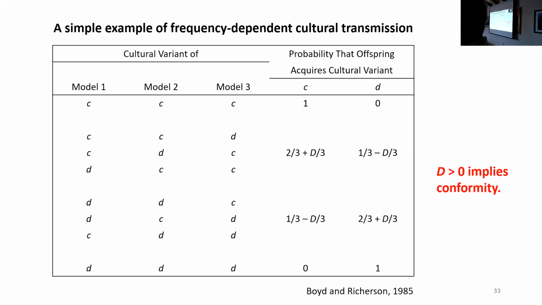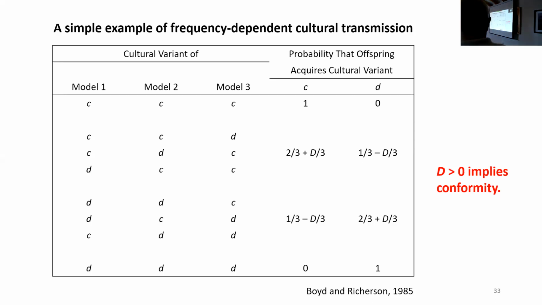So this is taken from their book, from Boyd and Richerson. And this is where one has a situation of 3 models. Every individual looks at 3 individuals in the previous generation. These individuals can be of one of 2 types, C and D. And the probability that that offspring acquires the trait, the cultural variant, depends on this parameter D. Now, if D is bigger than 1, then you've got a higher probability of adopting the majority trait. So D is a parameter that defines conformity.